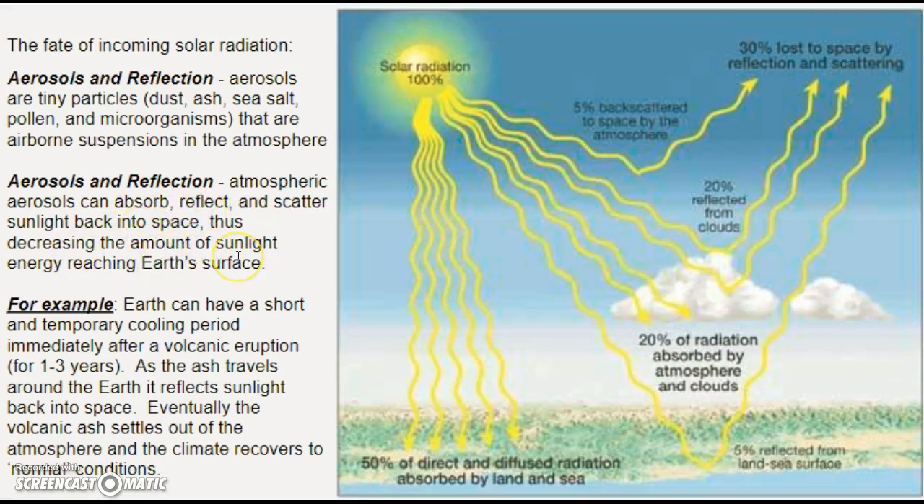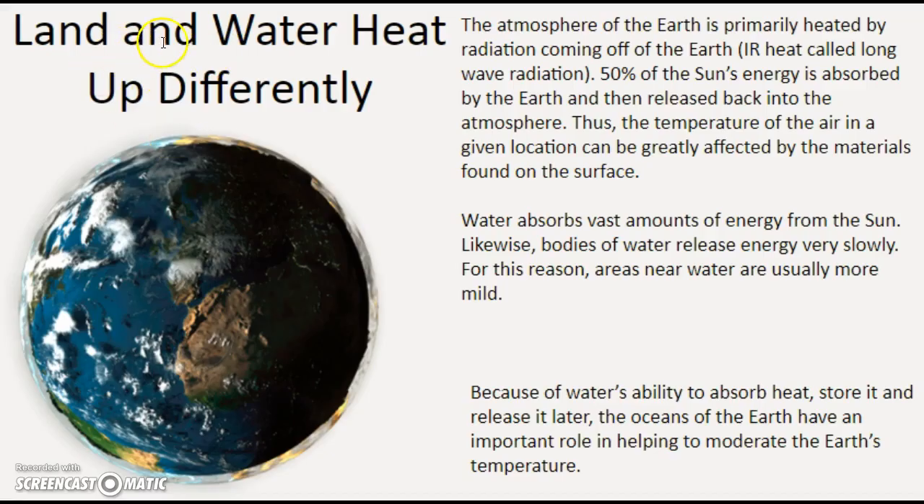energy reaching the surface. So for example, Earth can have a short and temporary cooling period immediately after a volcanic eruption. As the ash travels around the Earth, it reflects sunlight back into space, almost like little mirrors. Eventually, the volcanic ash settles out of the atmosphere, and the climate recovers to what's considered normal conditions. But if we go back and look at how the 50% of sunlight that land and water absorb, they actually heat up differently.